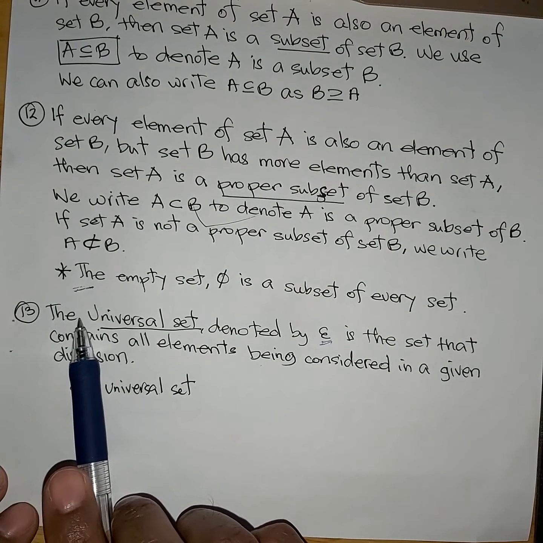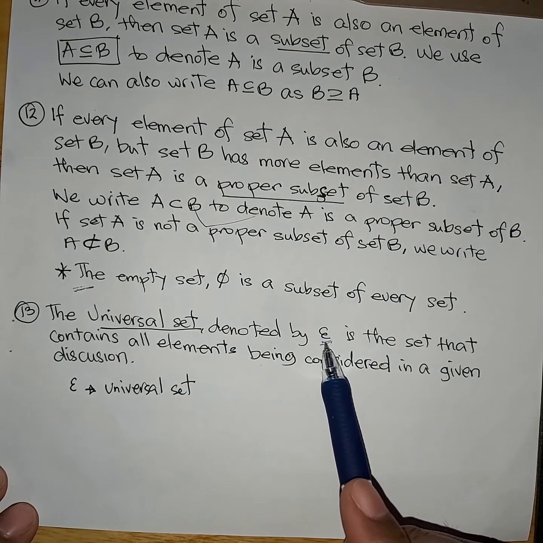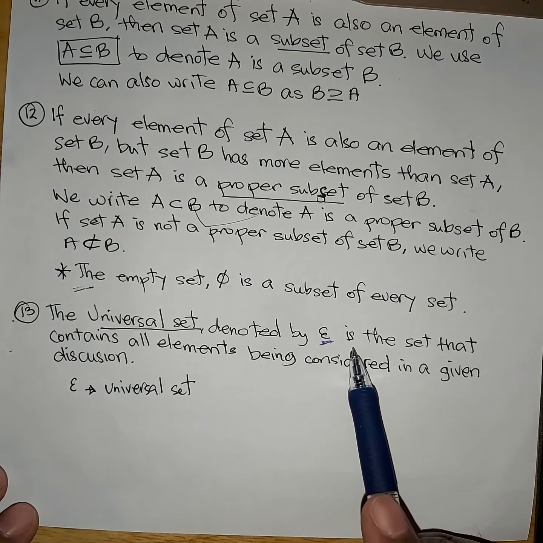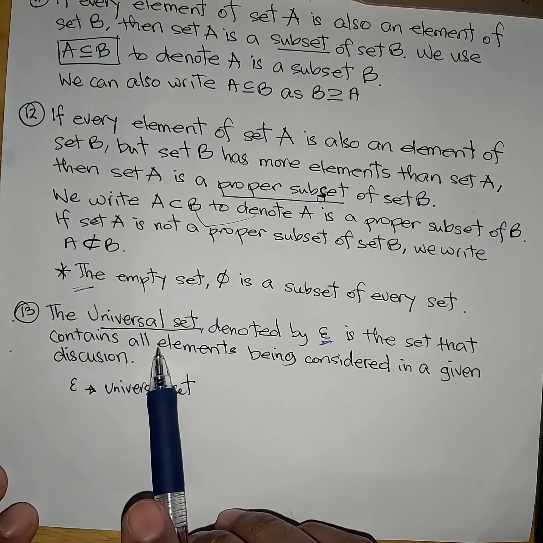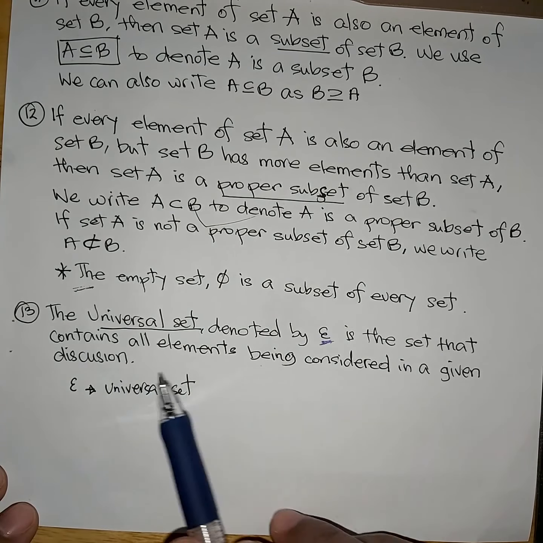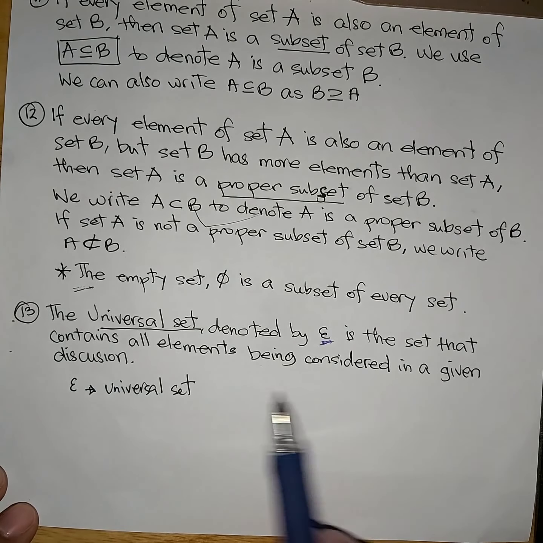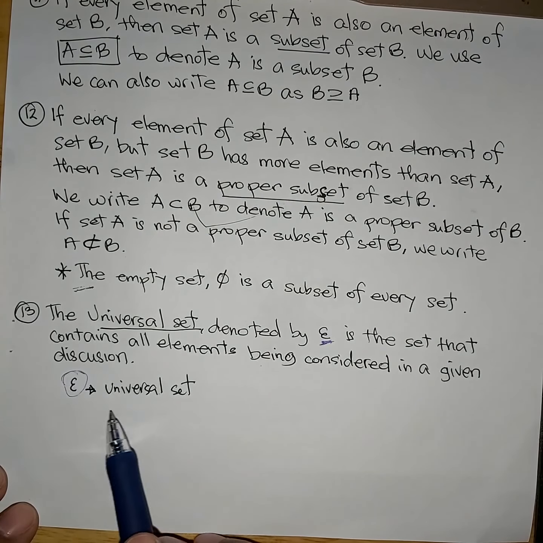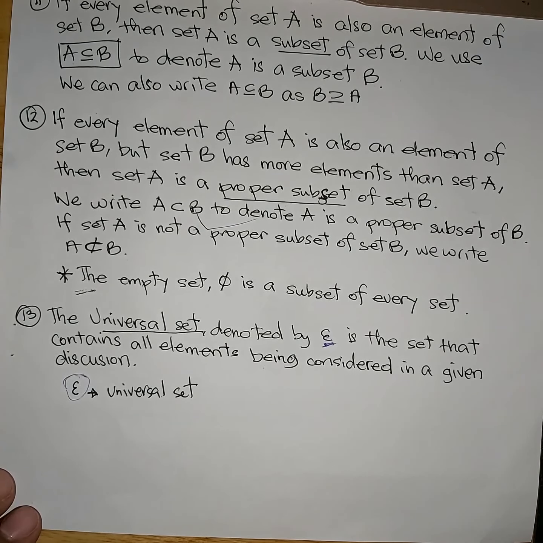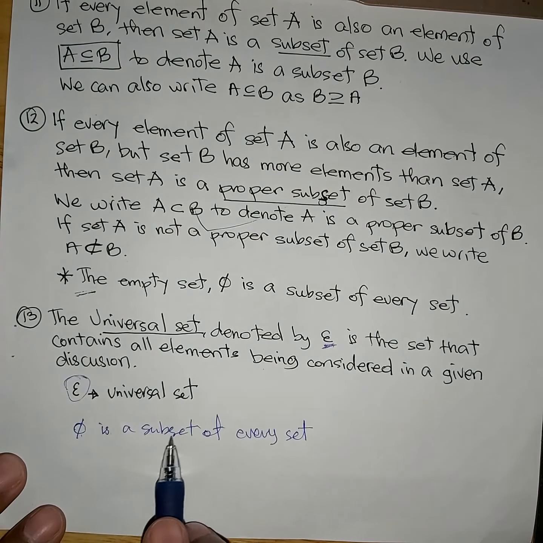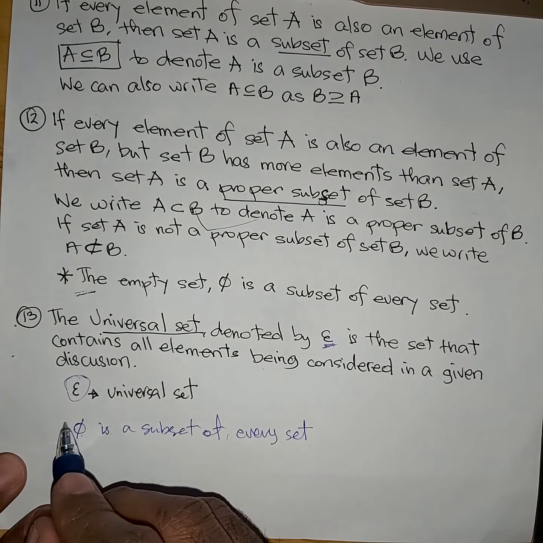Point number 13. The universal set is denoted by this symbol here. It is the set that contains all elements being considered in a given discussion. So this is a symbol you may use to denote the universal set. One very important point: the empty set is a subset of every set. So this is like one very important point.